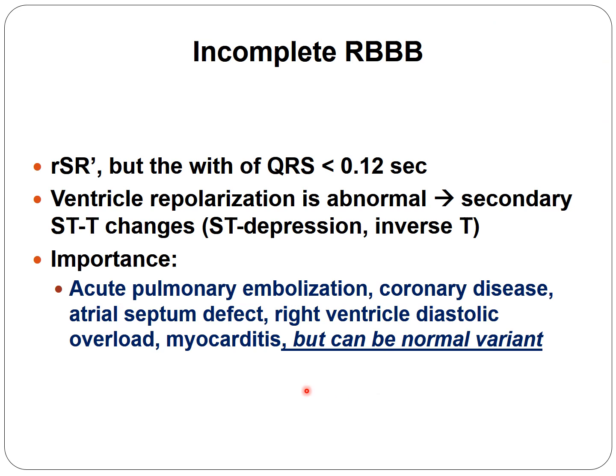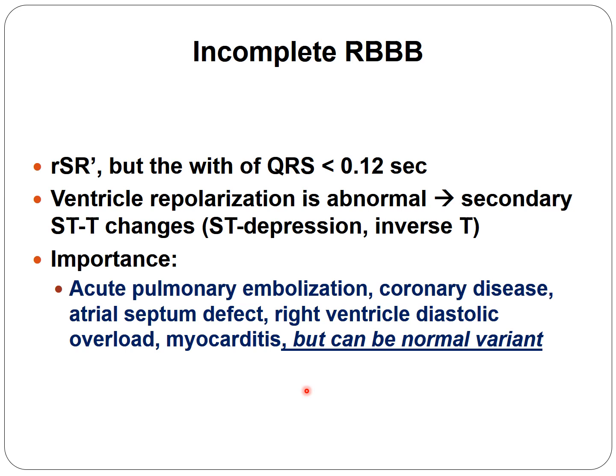Incomplete right bundle branch block. Incomplete means that the width of the QRS is less than 0.12. However, the whole shape of the QRS is typical for the right bundle branch block. ST depression and T changes can occur as well.